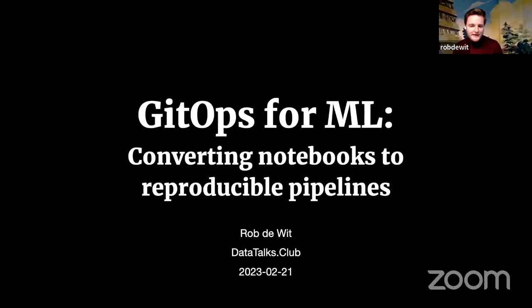So thanks for having me, of course, and thanks everyone for joining for the session. Today I'll be talking about GitOps for ML. So going from a notebook to a reproducible pipeline, as you've probably read in the description. We'll be doing so using DVC, which is an open source library. Stands for data version control, but as we'll see shortly, it does a lot more than that as well.